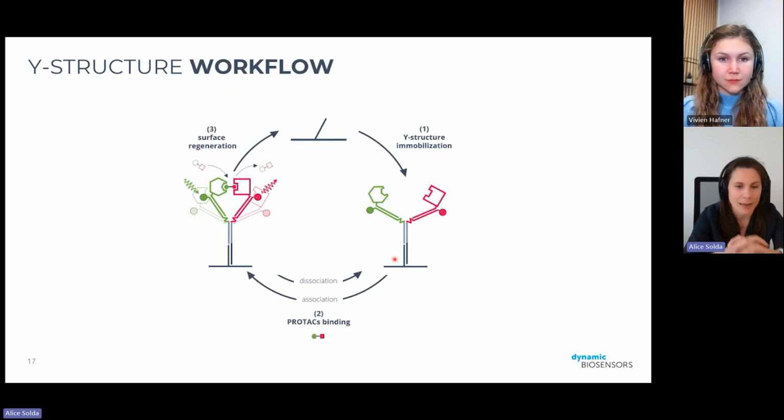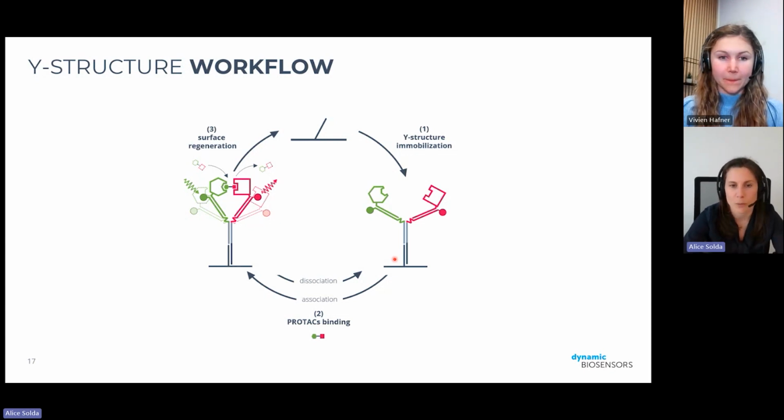But I finished the part of the theory. I hope you understood a little bit how this Y structure works. And now I pass a bit more to the experimental part. How do we perform the experiment and which data do we get out of it?